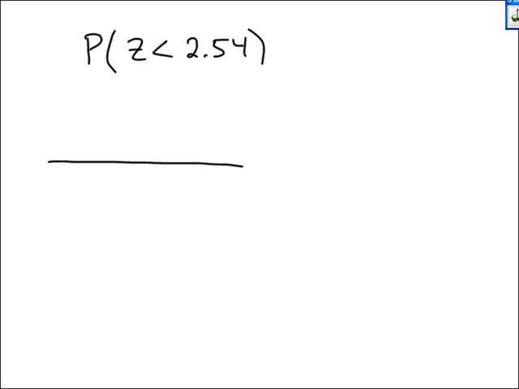Now the value they give you can be a z-score. What's the probability that the z-score is less than 2.54? Well, that one's straightforward, because you already have the z-score.